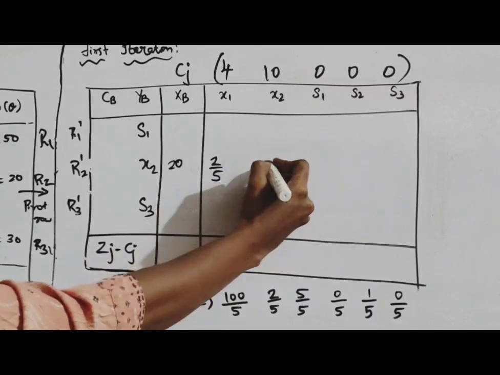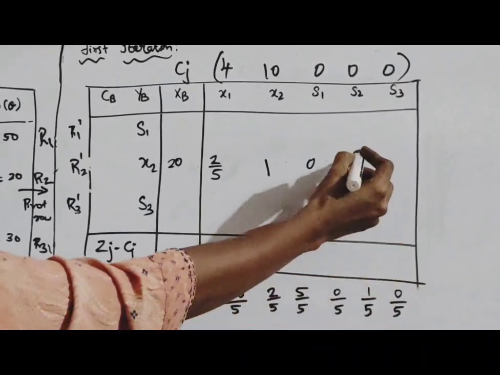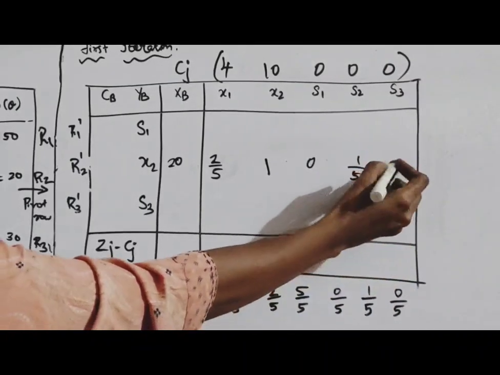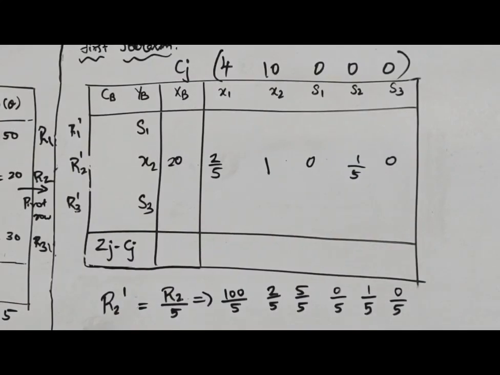Okay. 5 divided by 5 is 1. 0 divided by 5 is 0. 1 divided by 5 is 1 by 5. 0 divided by 5 is 0. This is the new R2 dash. Now we are going to find the R1 dash and R3 dash.